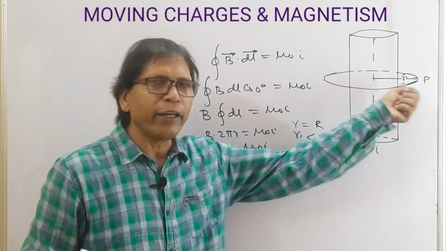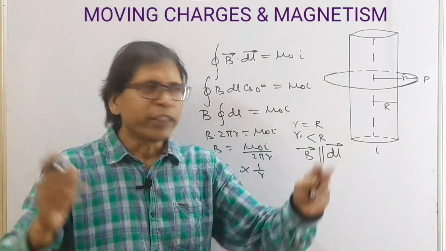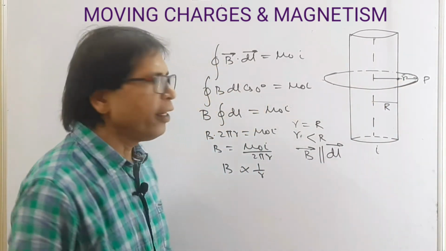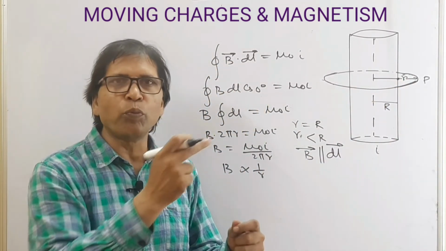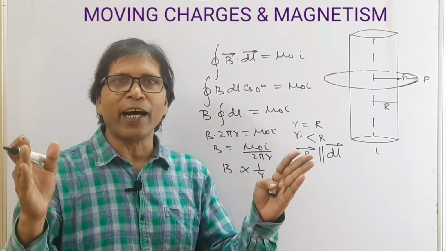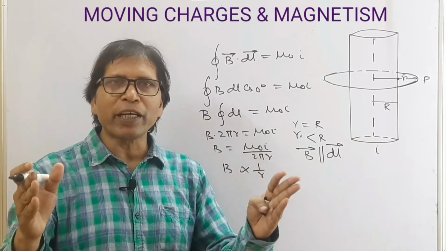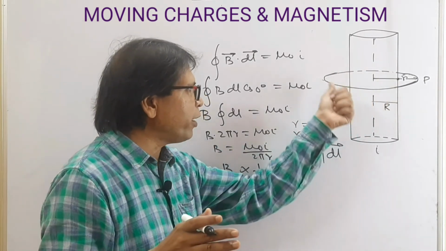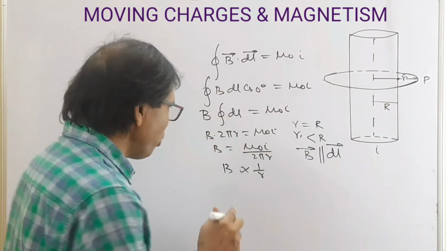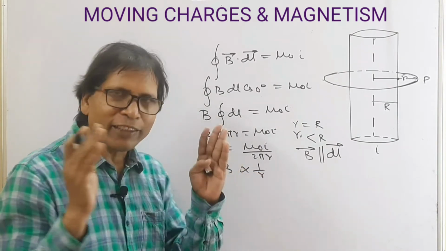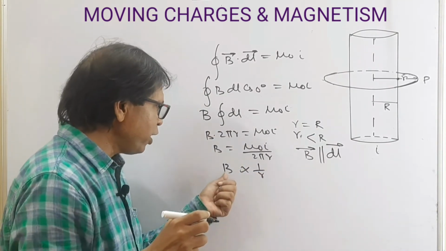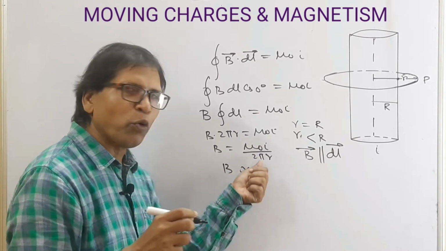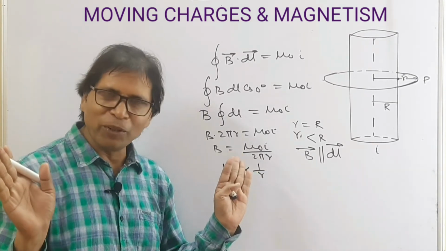When small r equals capital R, that is P on the surface of the conductor, then the radius of the loop becomes capital R. If the radius of the loop becomes capital R, then the current enclosed by the loop is also I. So the magnetic field on the surface of the conductor is B proportional to 1 by small r replaced by 1 by capital R. Understood?